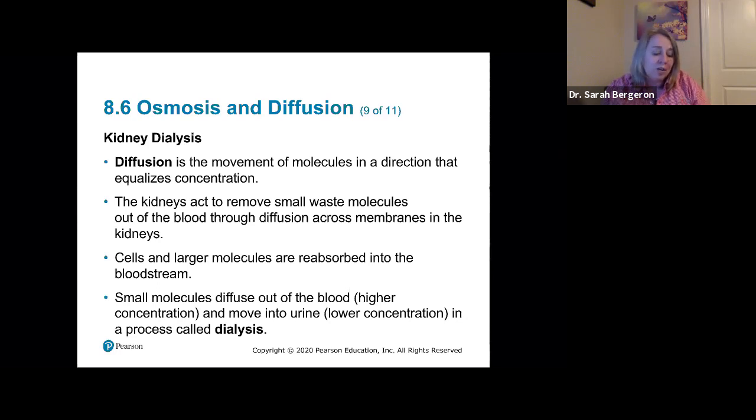And so your cells, all your large stuff basically stays inside of the blood, and your waste particles are what goes into the urine. And so why does it move that way? Well, because it's moving from an area of high concentration of waste inside of the blood to an area of low concentration inside of the kidneys. And so that process that occurs inside the kidneys is called dialysis. And you might have heard that word before, but this is your kidneys actually doing it.